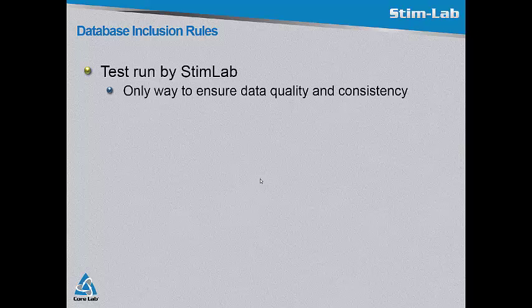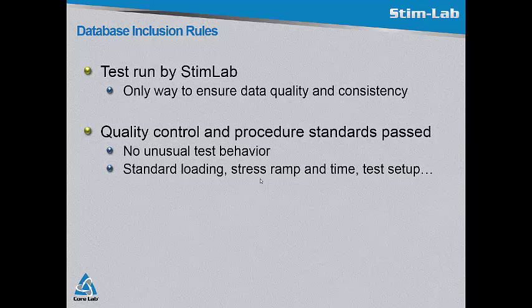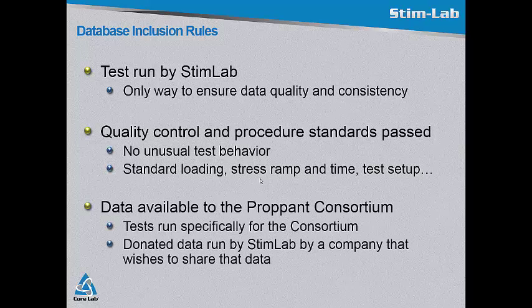First, the test must be performed at StimLab. This ensures that all of the tests in the model were performed under the same conditions and allows us to assess the quality of the results from the test. Second, and related to the first rule, the test must pass our quality control screening and be conducted according to standard procedures. Finally, the test must be available for submission to the database. This means that either the test was performed for the Proppant Consortium, or a company can donate data from a test that StimLab performed and allow the Proppant Consortium to use it.